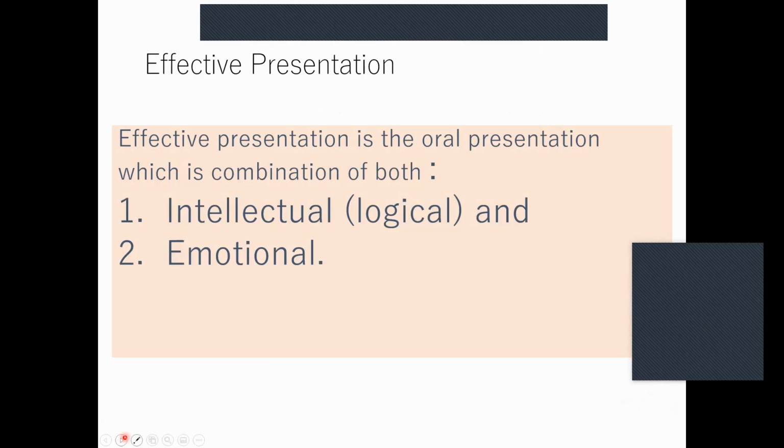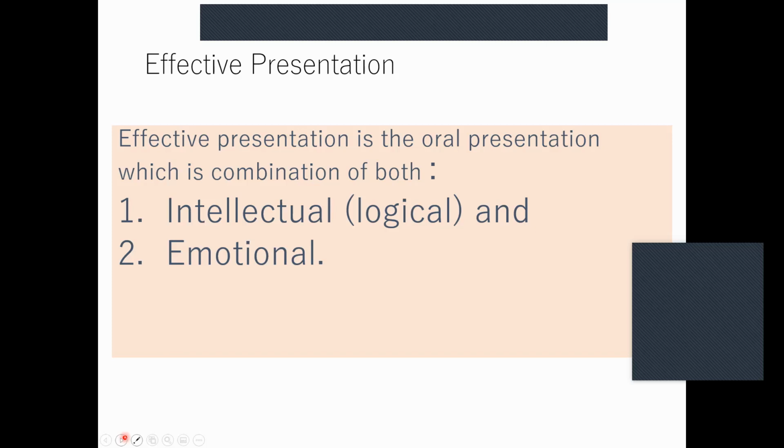Now let's see, what is effective presentation? I focused more on effective presentation because this is the best way of oral presentation. You can understand what is the meaning of effective, right? It means more perfect, an appropriate way for presentation. So effective presentation is the oral presentation which is a combination of both, number one, intellectual or logical, and number two, emotional. Please remember, effective presentation is the oral presentation which is the combination of both intellectual and emotional.